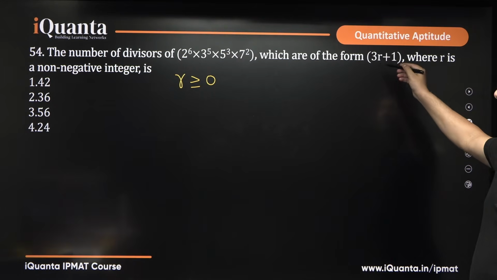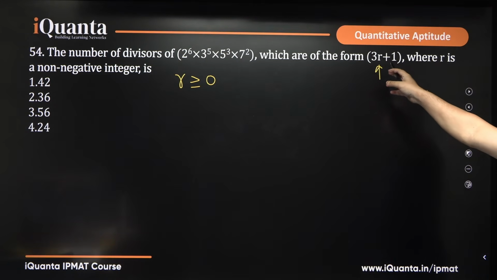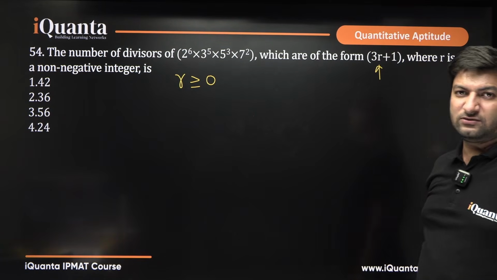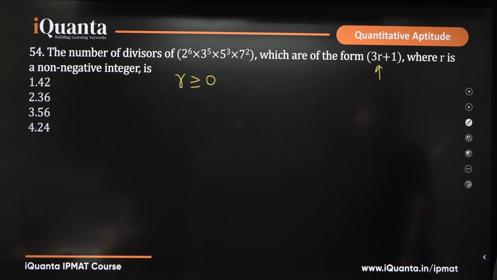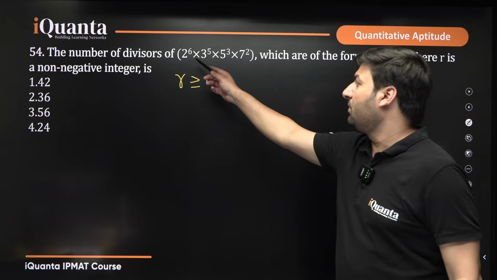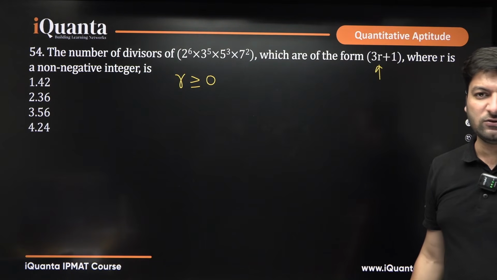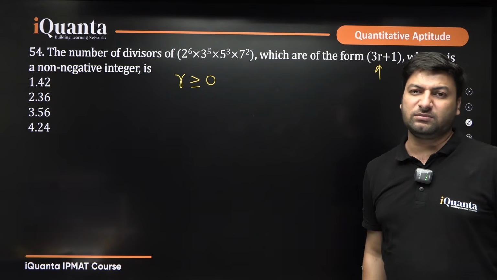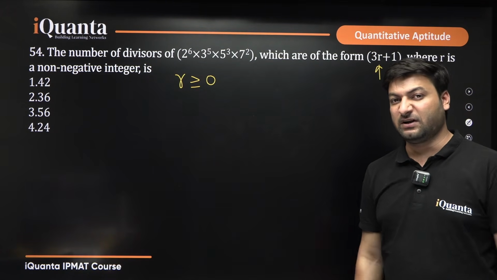That means the form of the divisor can be 3 into 0 plus 1, which is 1 only. So the minimum divisor can be 1 as well. Divisor means factors. This is a proper prime factorization already, we do not have to do any prime factorization. Whenever they talk about factors, you first have to look at the number and see if it is a proper prime factorization or not.